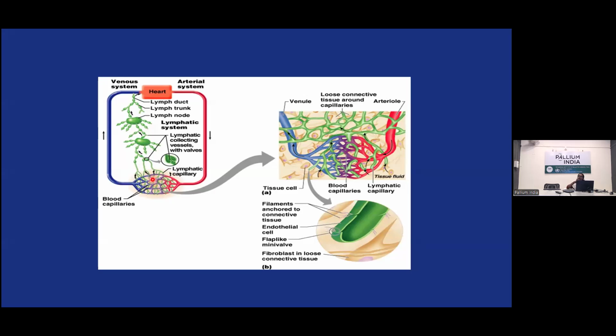So lymphatic capillaries are responsible for absorbing the extra fluid from the interstitial space. Clear? You can just see this picture. It looks like a clustered form. So whenever the fluid is leaking from the arterial venous communication, that fluid will be absorbed with the help of the lymphatic capillaries.